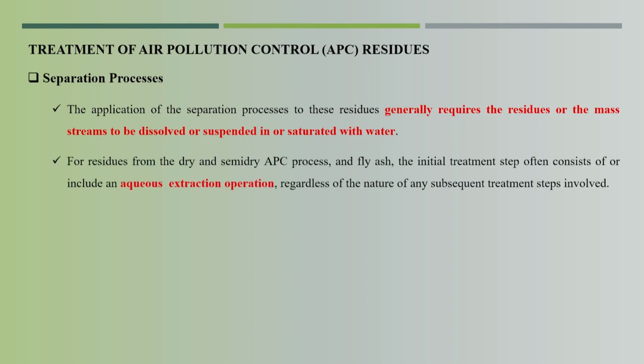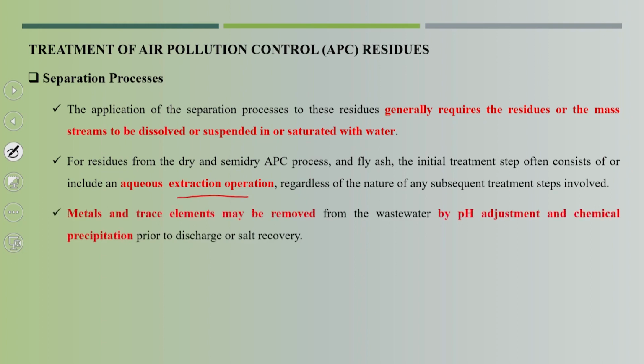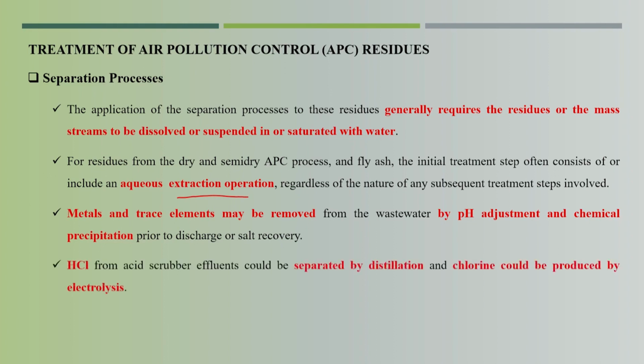For residues from dry and semi-dry APC processes and fly ash, the initial treatment step often consists of or includes an aqueous extraction operation, regardless of the nature of any subsequent treatment step involved. Metals and trace elements may be removed from the wastewater by pH adjustment, which I was talking about, and chemical precipitation prior to discharge or salt recovery.